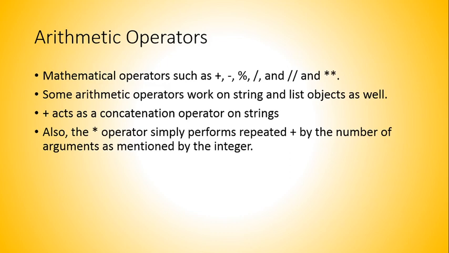For example, some arithmetic operators work on string and list objects, as you can also check in our previous slides. Today we have seen that many arithmetic operators can be used for concatenation over strings. It joins two or more arguments together from head to tail. The same thing happens for the list data type. Also, the star operator performs repeated addition by the number of times mentioned by the integer. If you apply other arithmetic operators on string and list, then you can encounter error messages. We have already checked it in our previous code also here today.